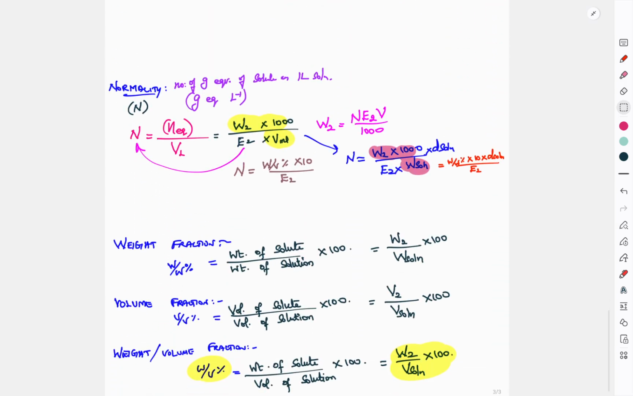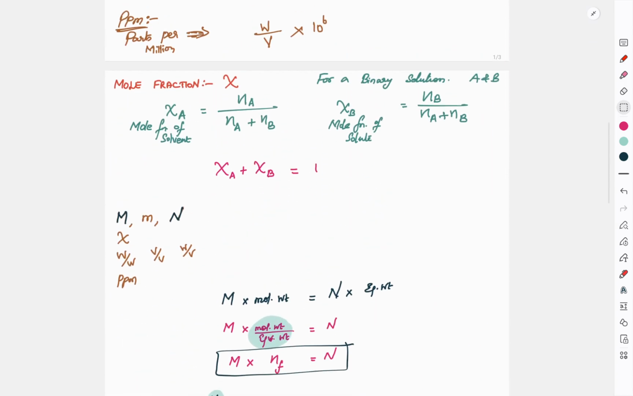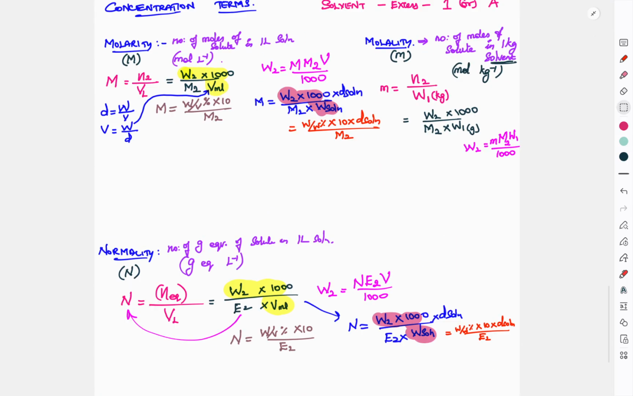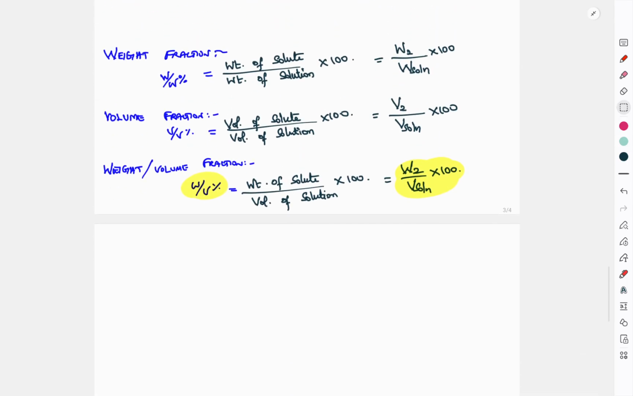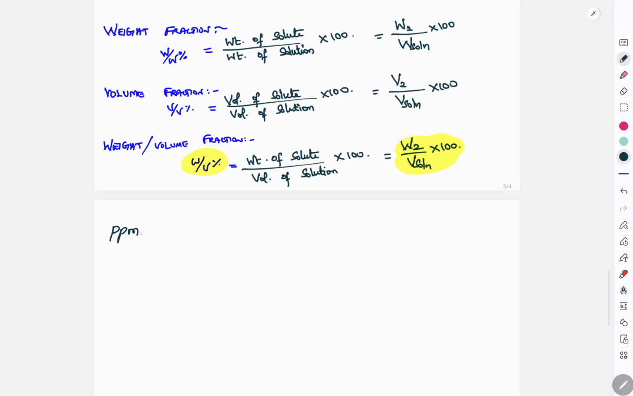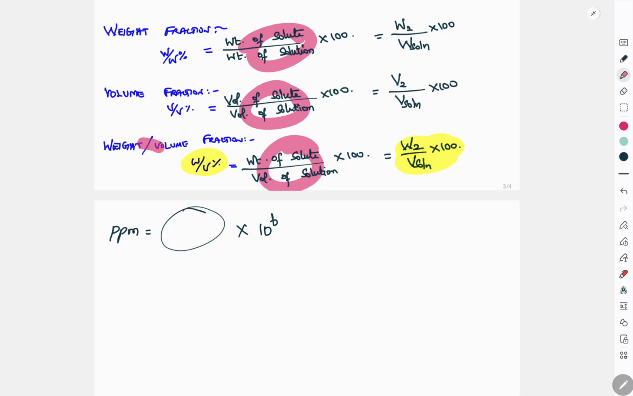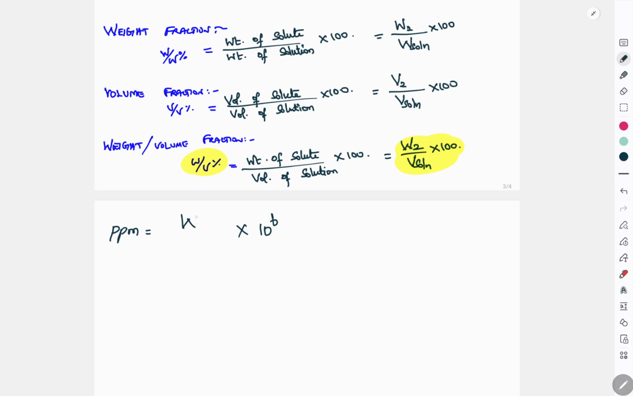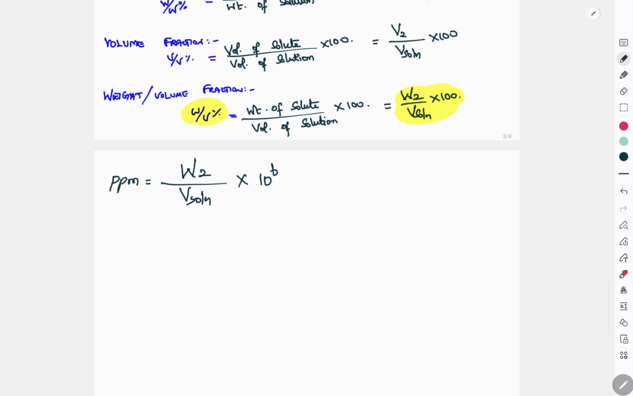There is one more thing in this. What is that, sir? That is nothing but the mole fraction and parts per million. Sir, what is meant by parts per million? Look at the screen carefully. For parts per million, you can use any of the above three formulas, this or this or this. 99% weight by volume will be used. Instead of 100, it is converted into million parts, 10 power 6. So you can use in general any of the above formulas. Generally, weight of solute by volume of solution into 10 power 6.